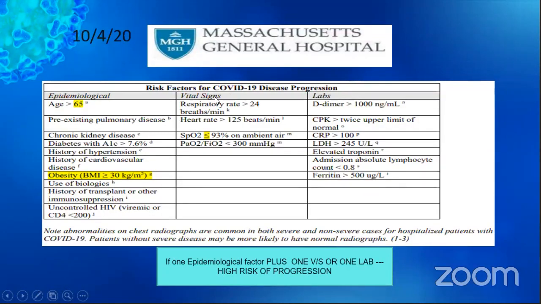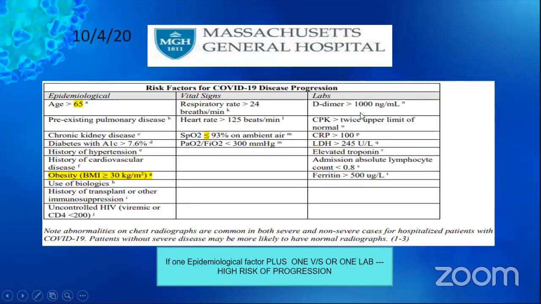Along with that, if the patient has a respiratory rate of more than 24 or heart rate of more than 125, saturation less than 93, PF ratio less than 300. So these are signs of severity in terms of vital signs for any patient. So if one of these factors is present along with an epidemiological factor, we can say there is high risk of progression. Or this epidemiological factor with labs.